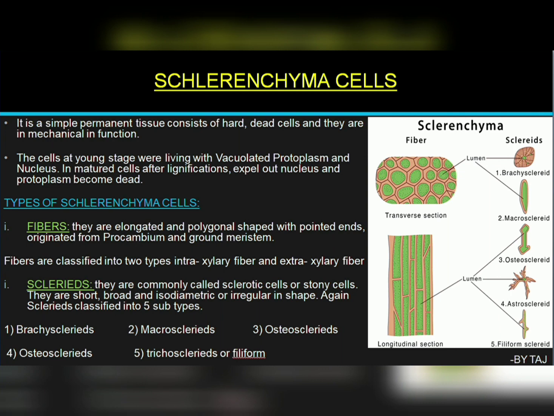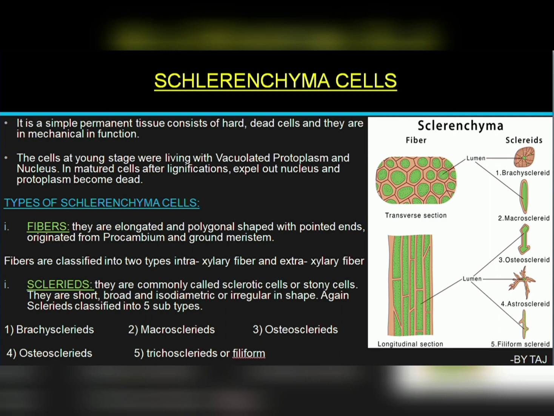Again, sclerenchyma cells are classified into two types, fibers and sclereids. Coming to the fibers, they are elongated and polygonal in shape with pointed ends, originating from procambium and ground meristem. The fibers are also classified into two types, intraxylary fibers and extraxylary fibers, depending on the xylem. If it is present inside the stelar part, we call it an intraxylary fiber, and if it is present outside, it is an extraxylary fiber.